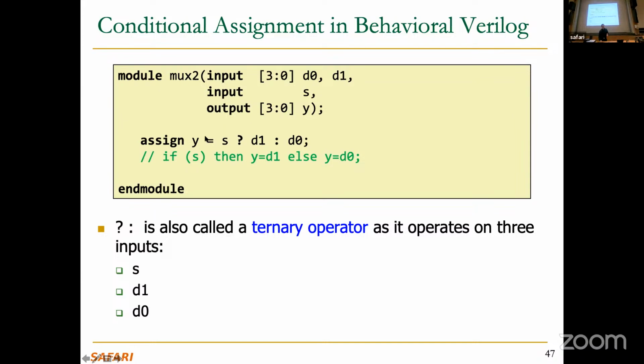If S is 1, Y is assigned D1. If S is 0, Y is assigned D0. Makes sense, right? You know about this ternary operator? Okay, good. If you don't, you'll get used to it. It's not that hard, basically. This is called a ternary operator because it operates on 3 inputs, as you can see, S, D1, and D0, and that's what we need for a MUX.